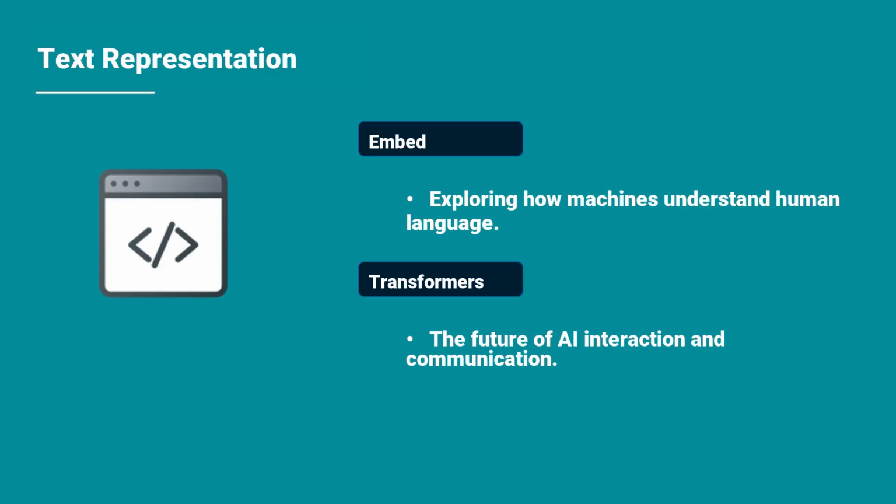Today, we're diving into the fascinating world of how we represent text for artificial intelligence. We'll explore everything from word embeddings to those advanced transformer architectures. These are the building blocks of how machines make sense of our language. It's pretty amazing when you think about it.